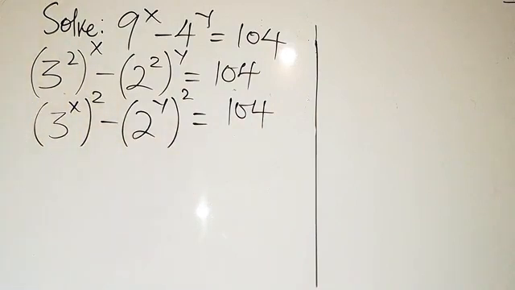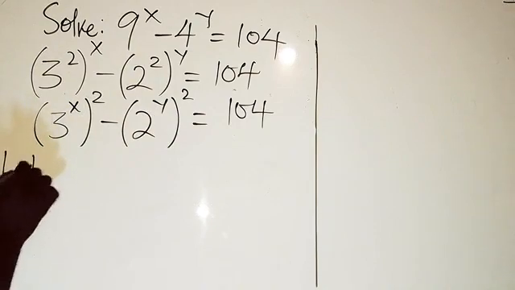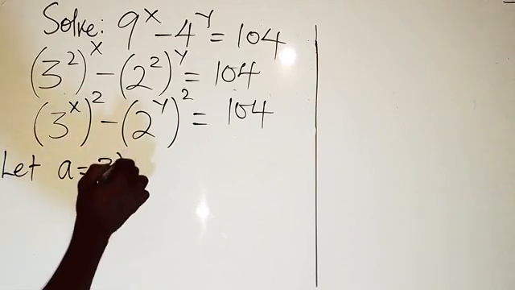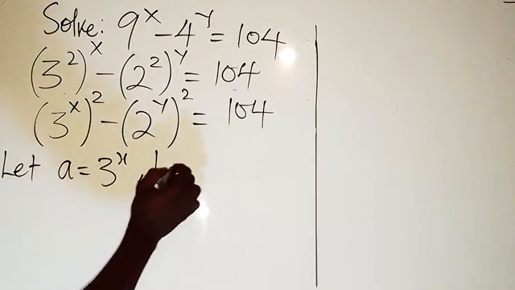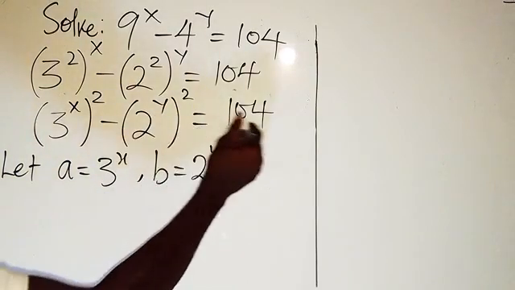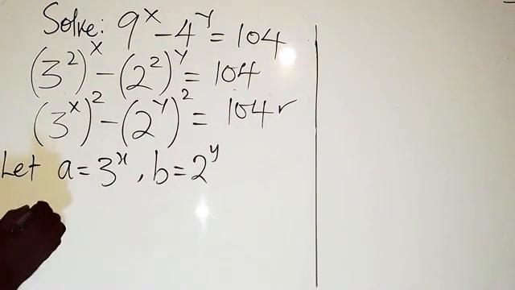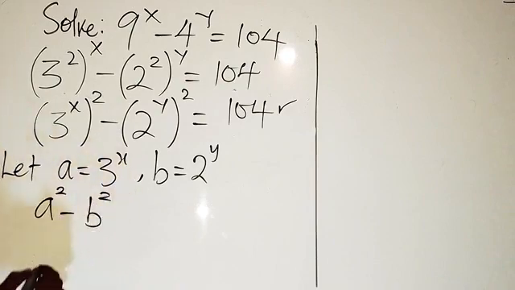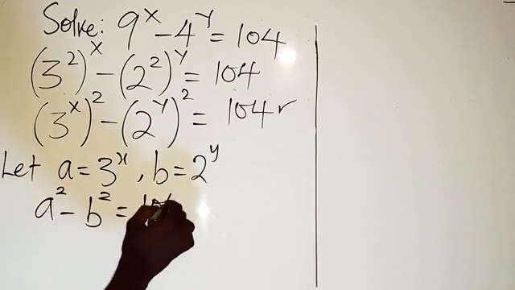You can see we are getting there slowly. Now from here we have a square here, and a square here. So what if I let small letter a be 3 to power x and small letter b be 2 to power y? Now you can see that this equation is going to be a to power 2 minus b to power 2 equals 104.